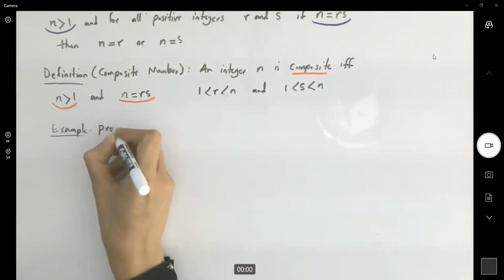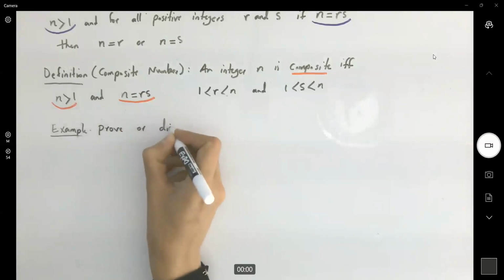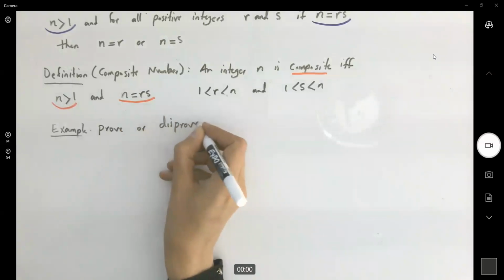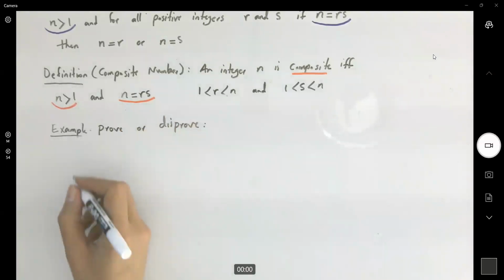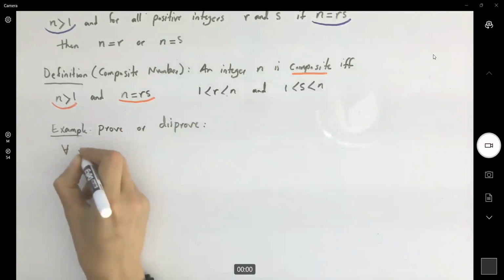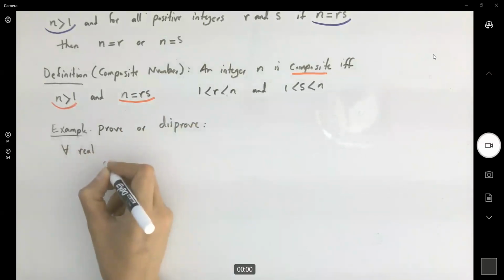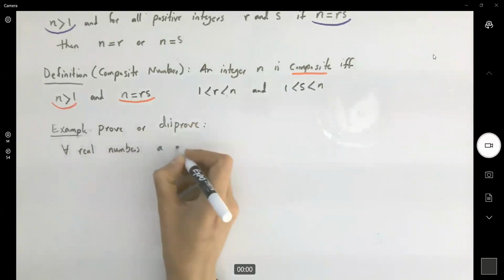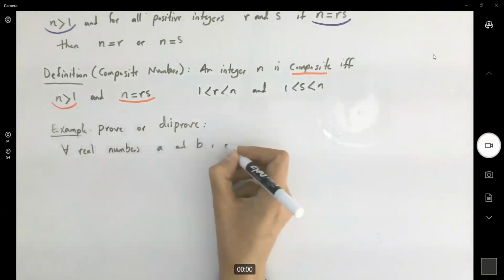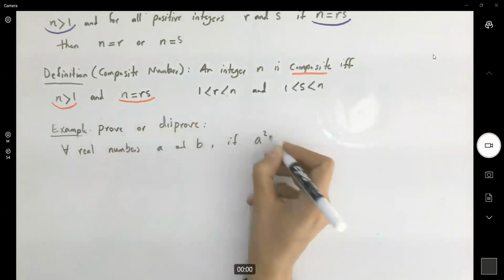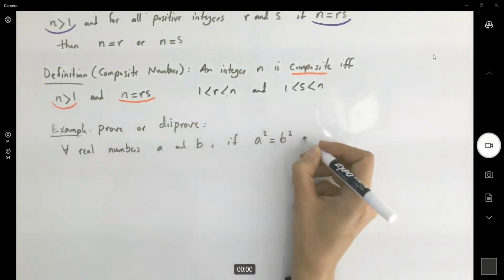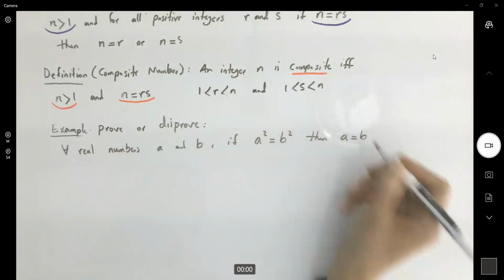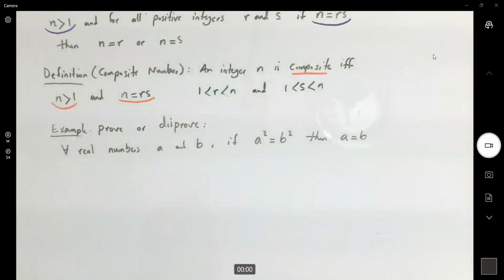Prove or disprove. The statement given to you is, for any real numbers a and b, if a squared is equal to b squared, then a is equal to b. Very good.